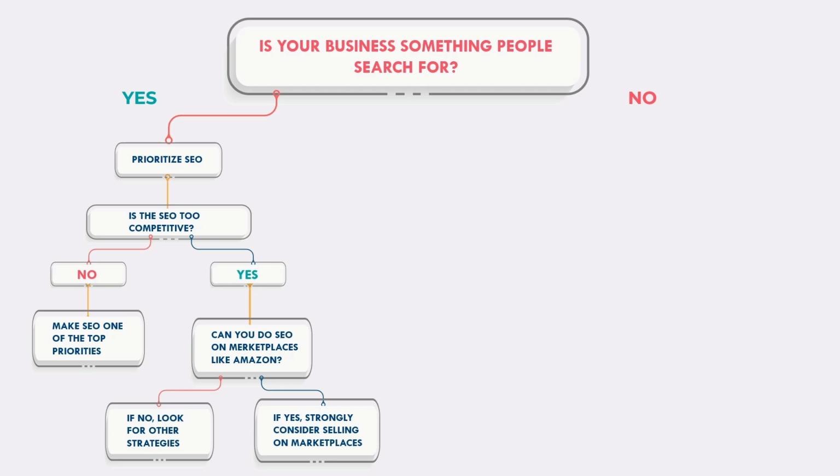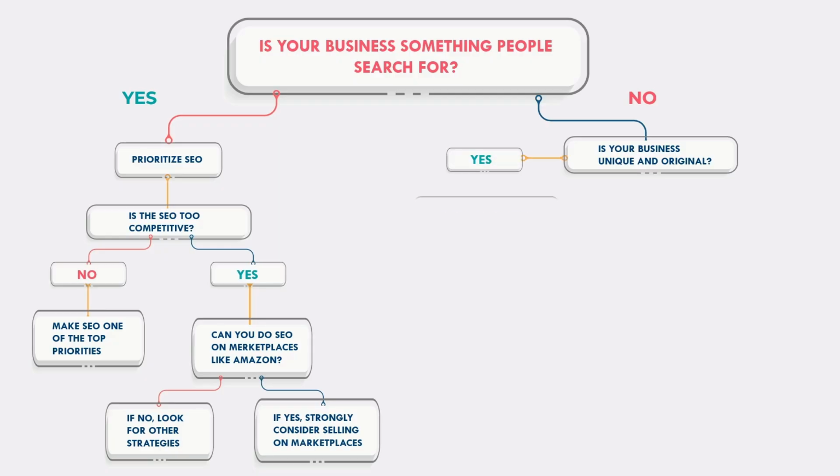Now we're going to go to the no part of the question of, is your business something people search for? You start thinking like, is your business unique or original? If yes, you need to get publicity and influencer marketing to put you in front of big audiences. And if you can get their interest with your uniqueness or originality or something else that's interesting about your business, that's a great strategy for you. But if you get in front of those people and they're like, it's not ready yet, I'm not that interested, then this isn't an ideal strategy for you. So then you explore the option of no in this case.